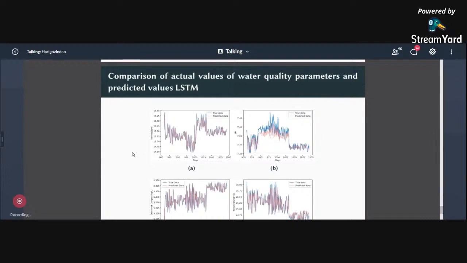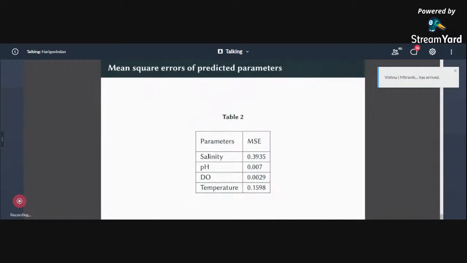Here you can see the predicted values and the actual values are in accordance with each other. They are very closely matching. Next slide. Here we are showing the values of the mean square error, and you can see that the mean square error values are also very less. Next.